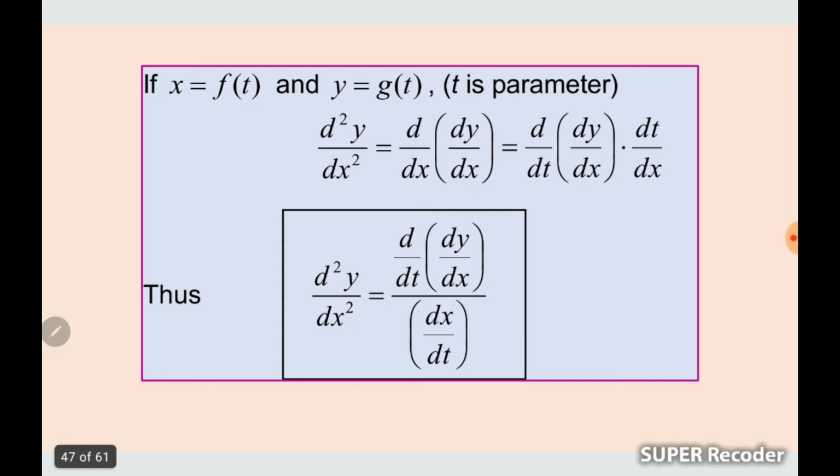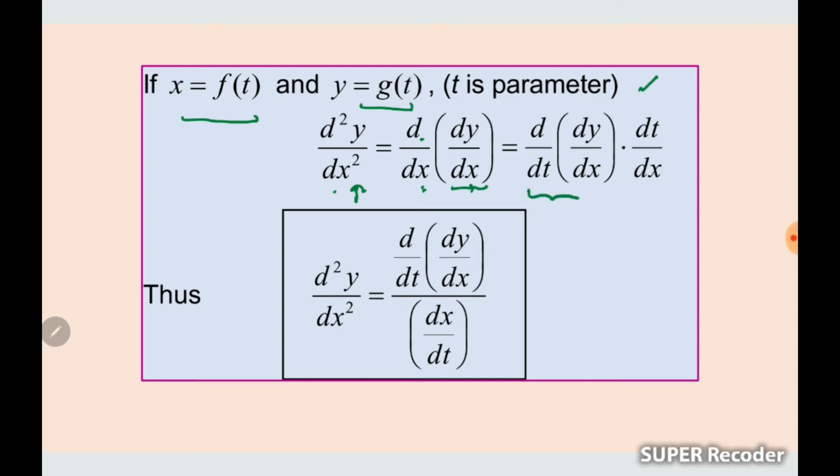If given x equals f of t and y is a function of t, where t is a parameter, d squared y over dx squared is given as d/dx of dy/dx, which means you have to differentiate dy/dx, the first derivative, with respect to x. You can see here that d squared y over dx squared is d of dy, as if dx squared.